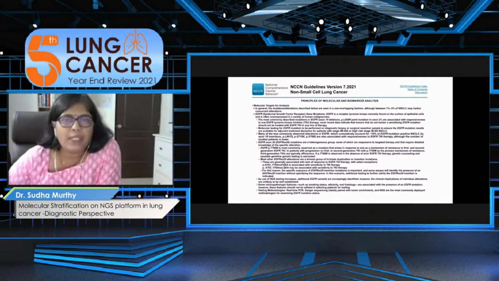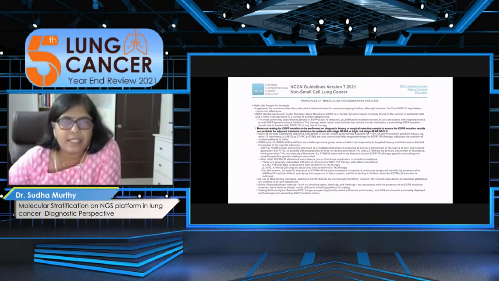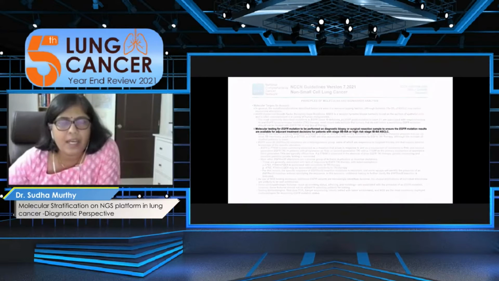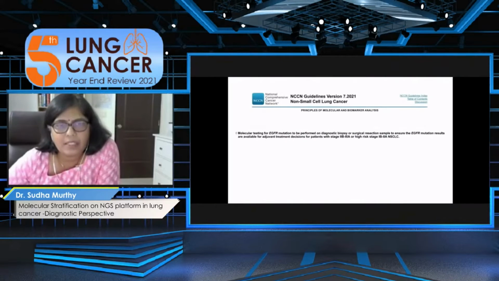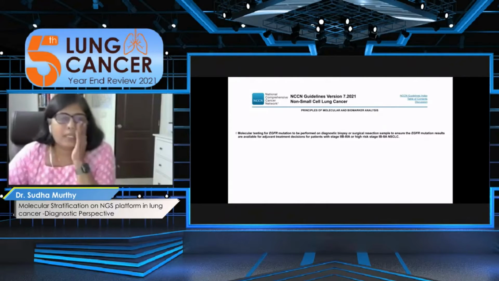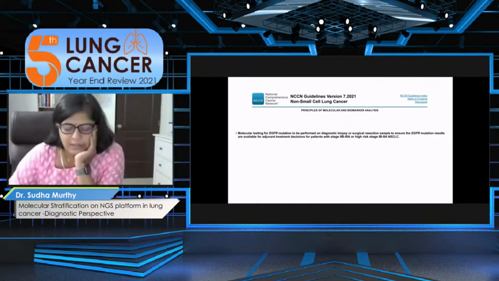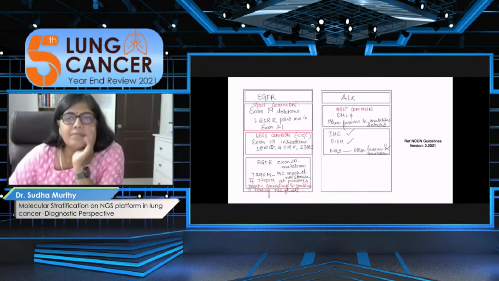Now moving on, what are the NCCN guidelines as far as EGFR? The new recommendations are that even in the adjuvant setting, when the surgery has been done, molecular testing for EGFR mutation is recommended to determine adjuvant treatment decisions after the ADAURA trial.